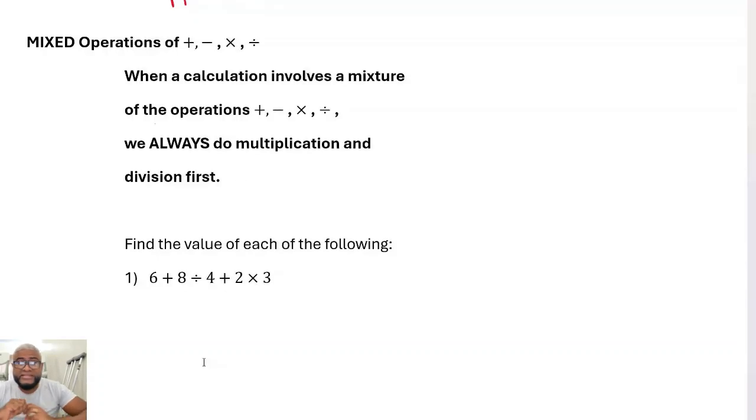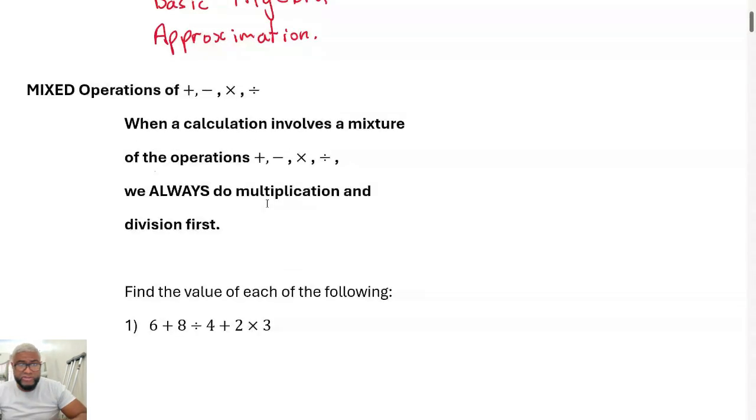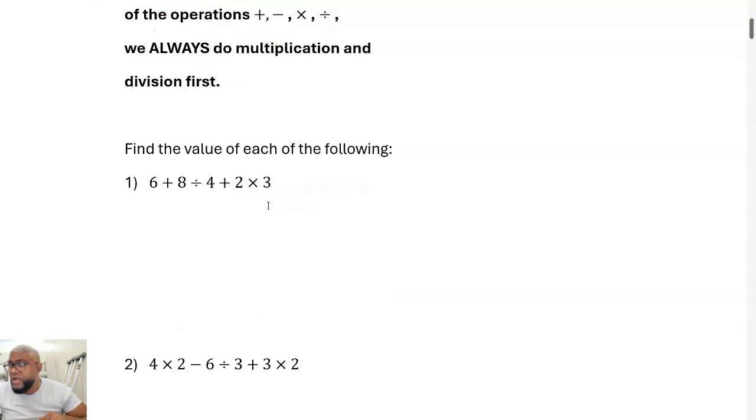So we're dealing with mixed operations, okay? We have addition, subtraction, multiplication, and division. So when a calculation involves a mixture of operations, plus, minus, multiplication, or division, we always do multiplication and division first, right? This is basic ground rules, right? So we're doing multiplication and division first here, right?